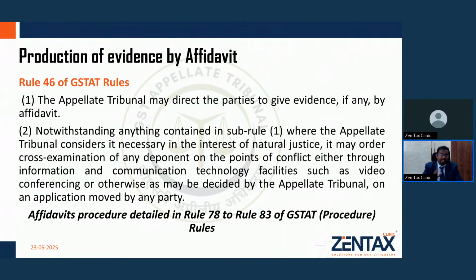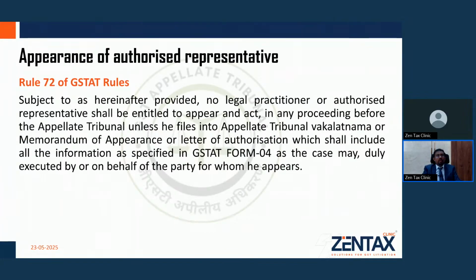Notwithstanding anything contained in sub-rule 1, that is a non-obstante clause, an overriding provision, where the Appellate Tribunal considers that it is in the interest of natural justice, it may cross-examine any of the deponents, right? So when there is a conflict or something to be proved, the person who gave the affidavit can be cross-examined, even using the latest information technology facilities like video conferencing. Or they may ask them to appear in person. Just because an affidavit is produced does not mean the person cannot be called for. Even then the person can be called for based on sub-rule 2 of rule number 46.